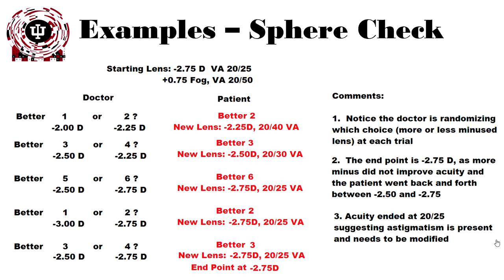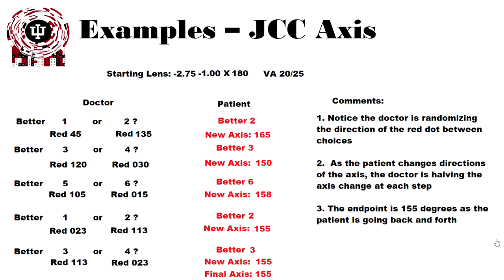Now this would suggest that the person has some underlying astigmatism present that we need to correct or modify. And so we would go on to the astigmatism check rather than continuing pushing minus because we have no improvement in acuity.